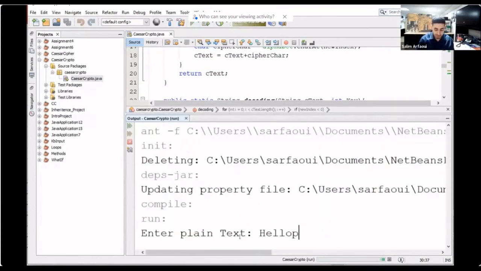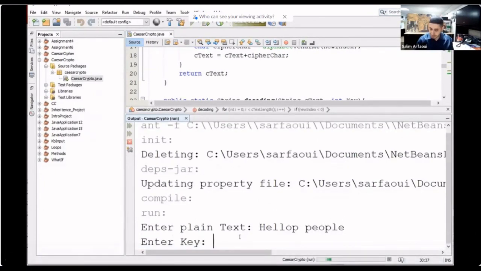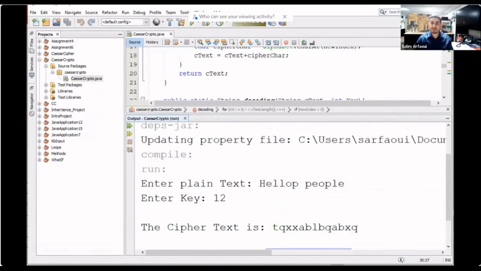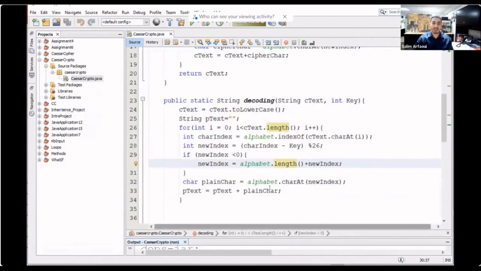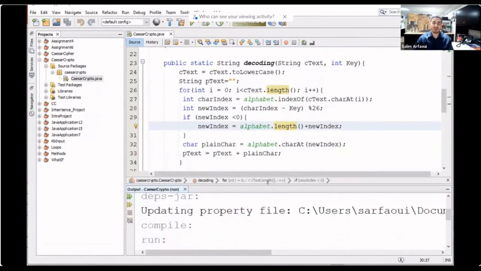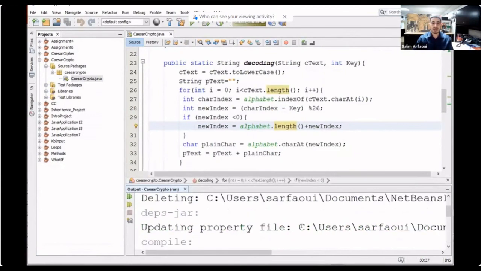So I'm going to say, hello, people, because I would like to greet you. And yeah, I misspelled it again. I'm going to put a key 12. And notice this is what we get as the key and this. Now, one thing about the space here is that I haven't added code to handle spaces. So therefore, a space will be automatically shifted, replaced with a character. In this case, I think it was Z.